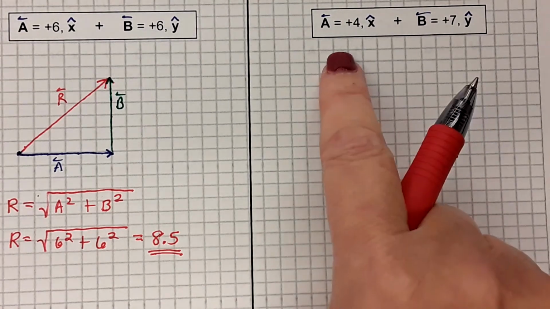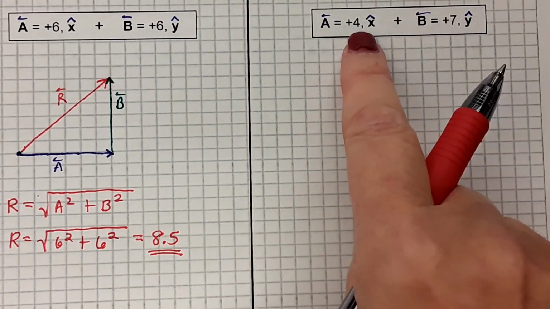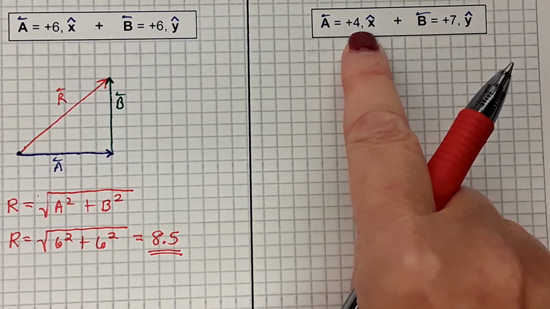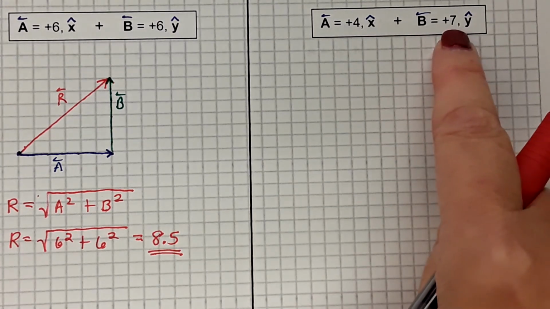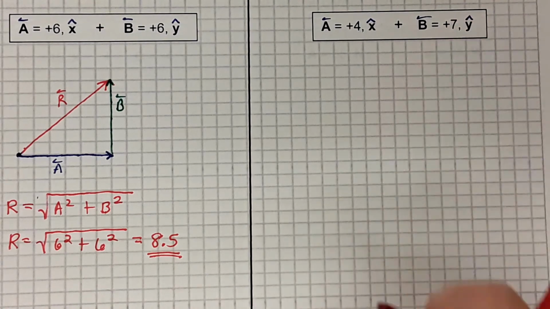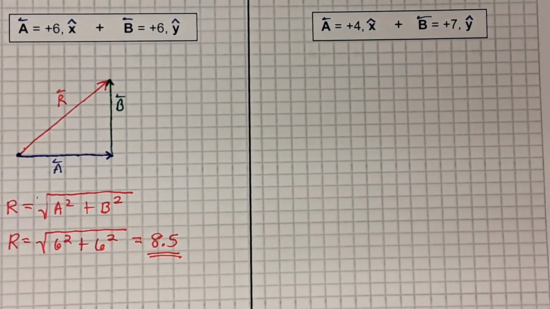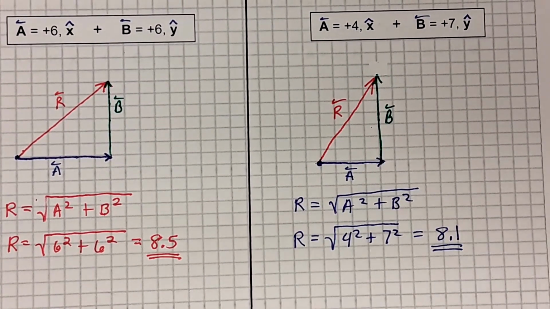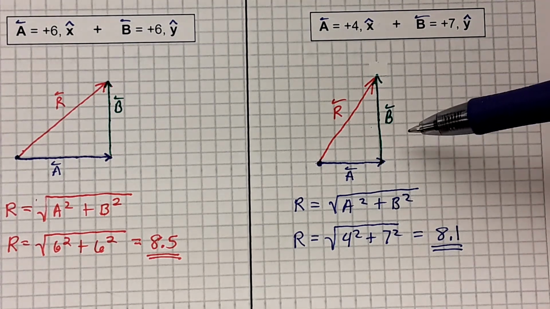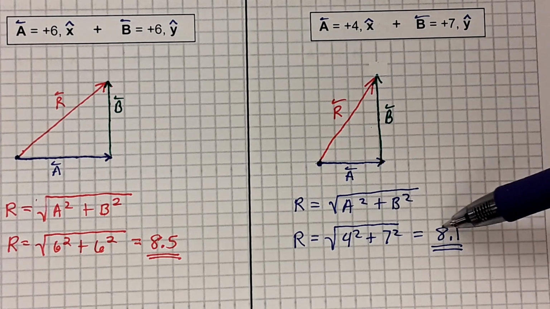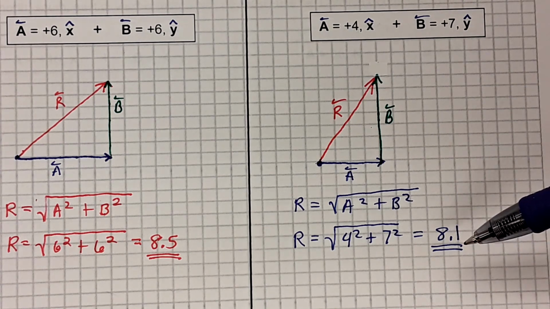All right? So you just go ahead and try this one. Notice you've got 4 squares in the positive x direction and 7 squares in the positive y direction. You go ahead and try that one for a moment, and do both the diagram and the math, see what you come up with, okay? And boom, look at that. Okay, my diagram looks like this, and I got 8.1 for the magnitude of the resultant.